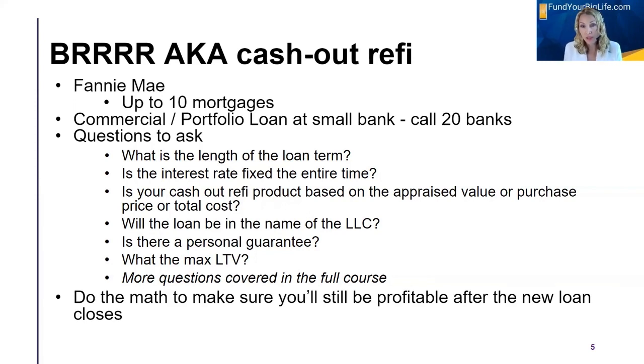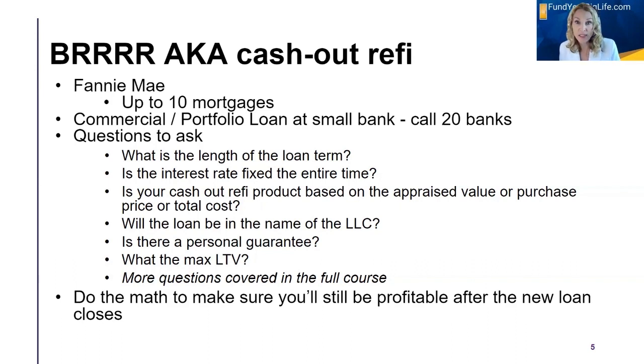So these are questions to ask whether you're doing that traditional mortgage lender or you're doing a small local bank. Ask all of these questions. Ask, is your cash out refi product based on the appraised value, or is it based on the purchase price, or is it based on the total cost? All of those could be the same number, but it also could be completely different. So the appraised value means what an appraiser says the house is worth based on the comps today. The purchase price is the price that you paid for the property when you bought it. And the total cost is the purchase price plus what you spent on improvements.